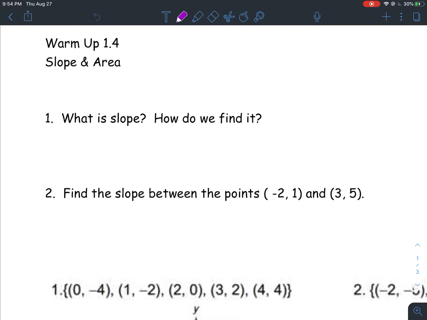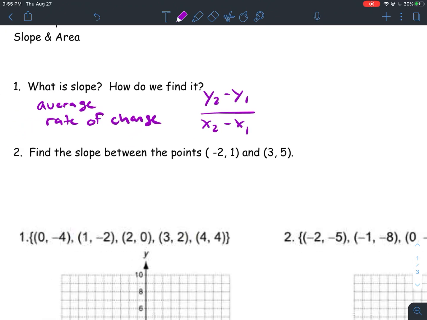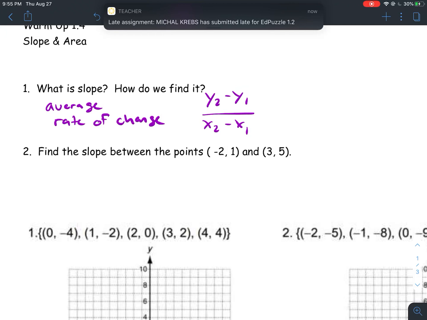So number 1 says, what is slope? How do we find it? So slope is average rate of change, specifically between 2 points. And we find it by using the formula y2 minus y1 all over x2 minus x1.